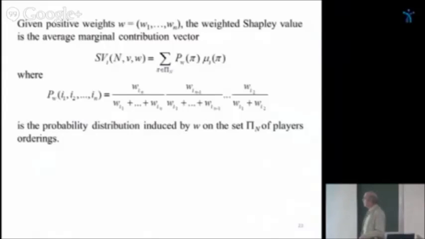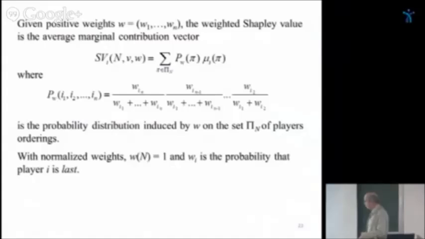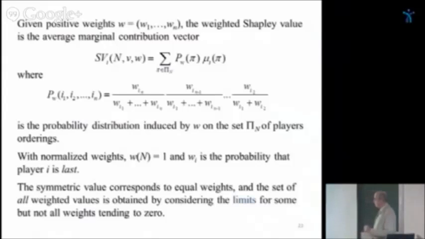15 minutes, thank you, which is computed with respect to the probability distribution induced by W on the set of players' orderings. What we observed is that this probability distribution, if I normalize the weights, Wi is the probability that player I is last in a permutation. Okay. Equal weights, this is a symmetric Shapley value.